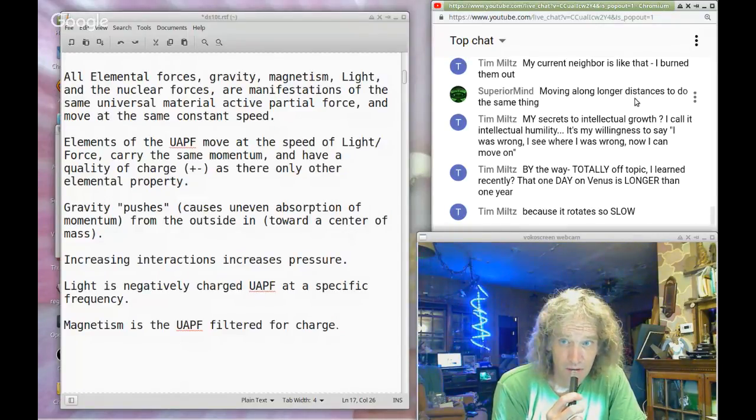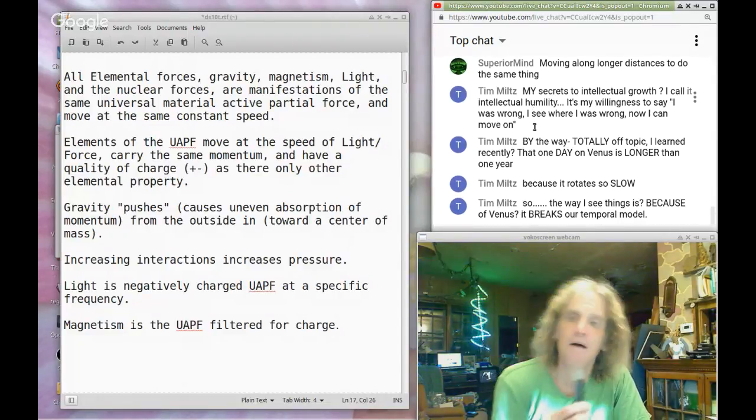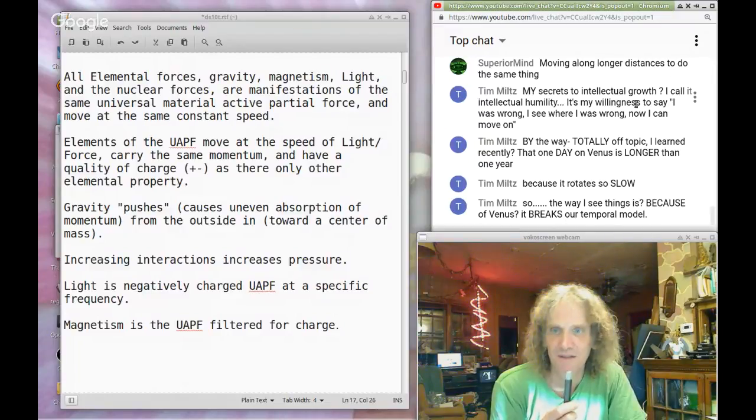Moving along longer distances to do the same thing. Yes, that's a good way to say it. I mean, it's just that that's not enough for imbeciles. My secret to intellectual growth.